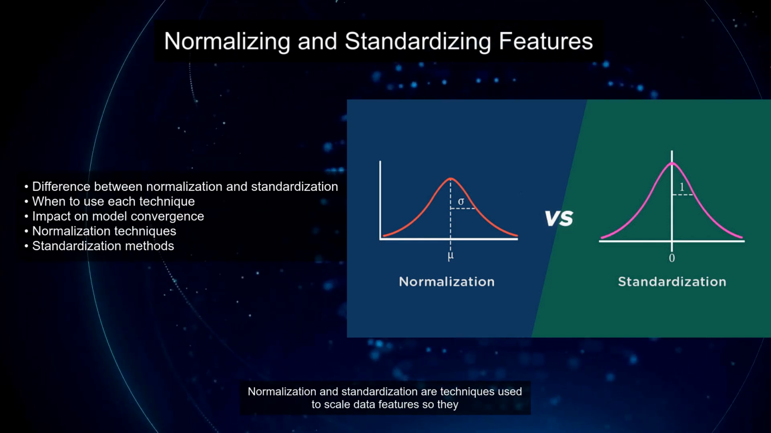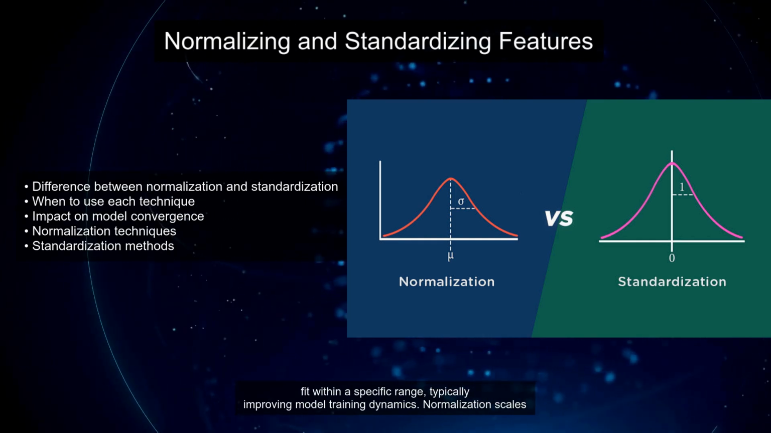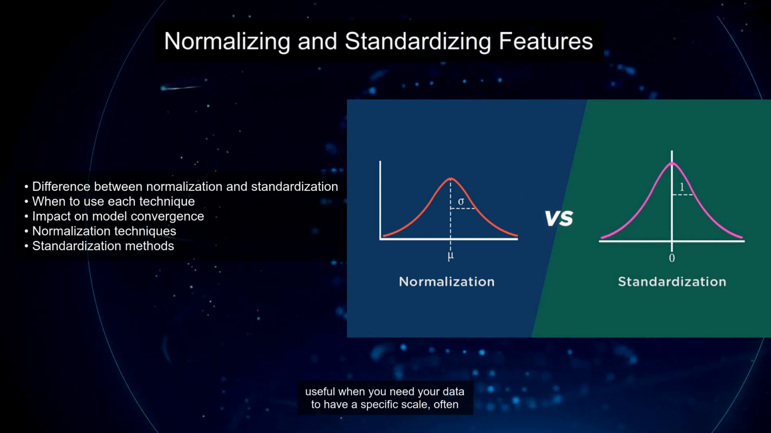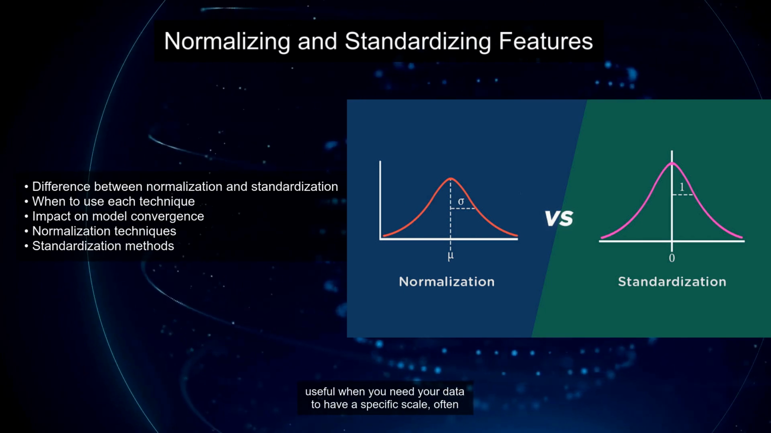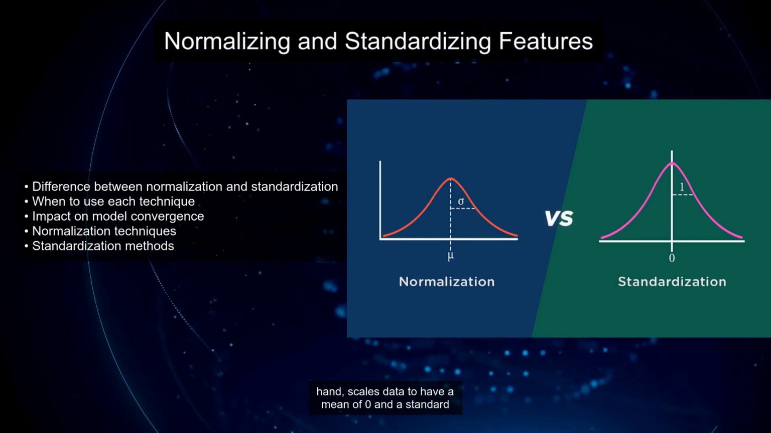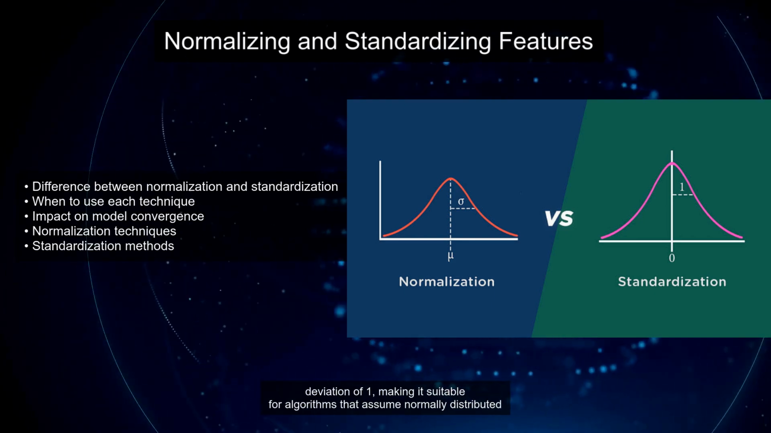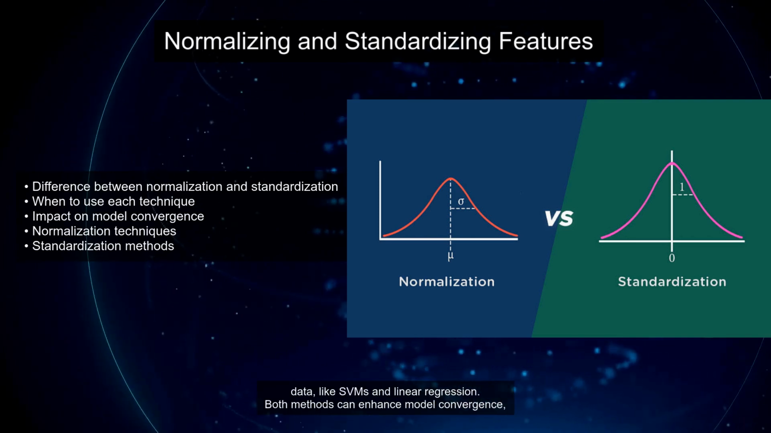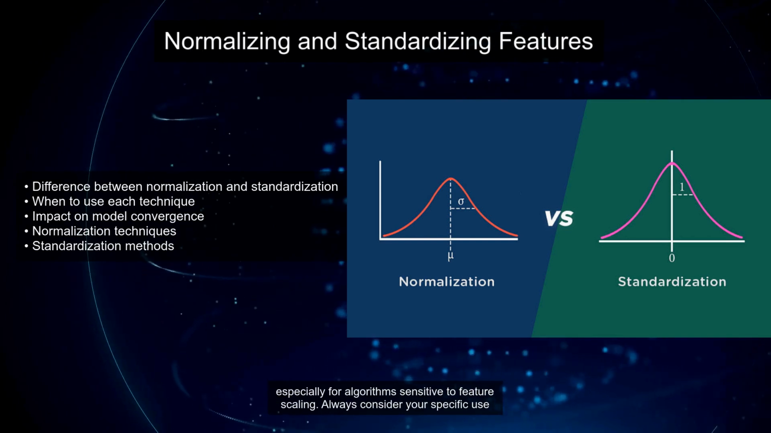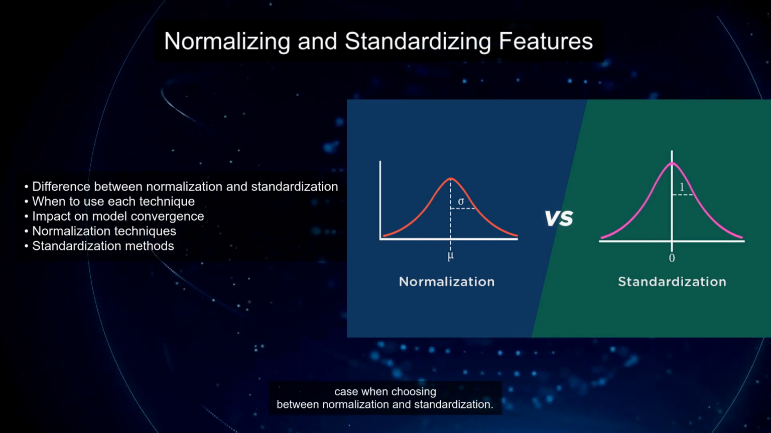Normalization and standardization are techniques used to scale data features so they fit within a specific range, typically improving model training dynamics. Normalization scales all numeric variables in the range of 0 to 1. It is useful when you need your data to have a specific scale, often seen in scenarios involving bounded data like images. Standardization, on the other hand, scales data to have a mean of 0 and a standard deviation of 1, making it suitable for algorithms that assume normally distributed data, like SVMs and linear regression. Both methods can enhance model convergence, especially for algorithms sensitive to feature scaling. Always consider your specific use case when choosing between normalization and standardization.